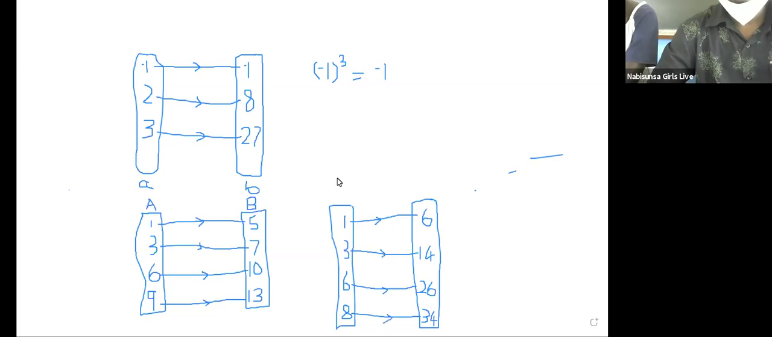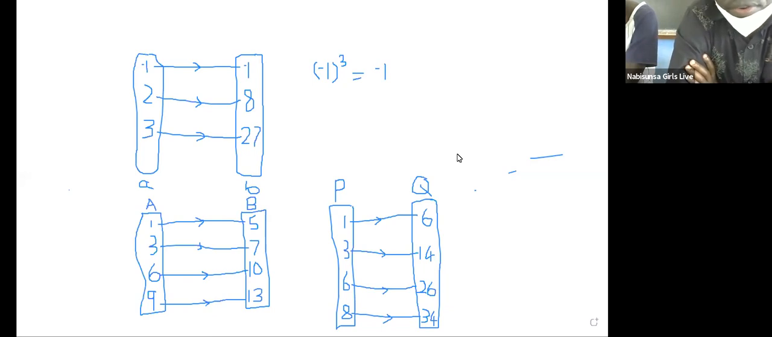Okay. So let us call this one the set P being related to set Q. So you draw it on your side and share with us what you think the relationship is.